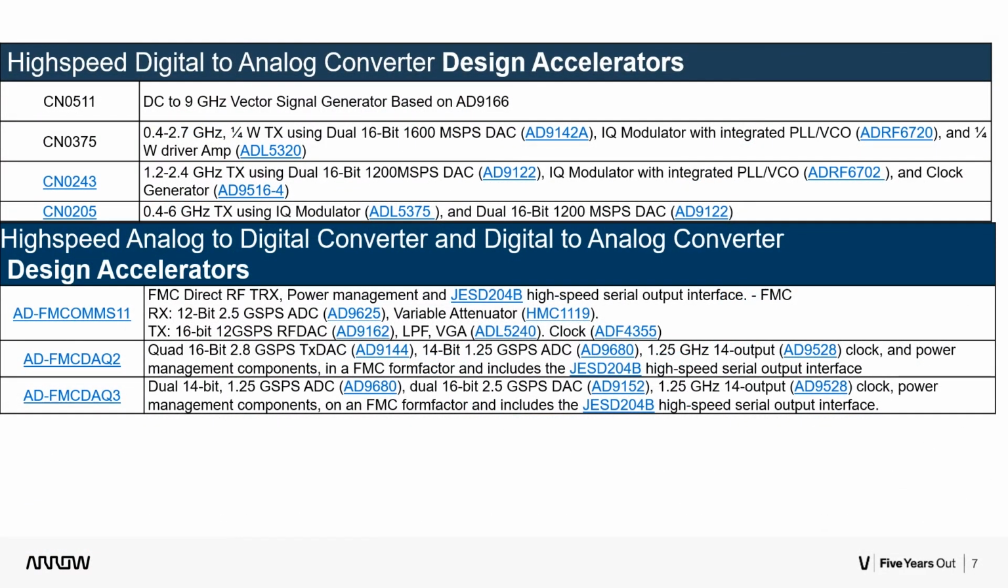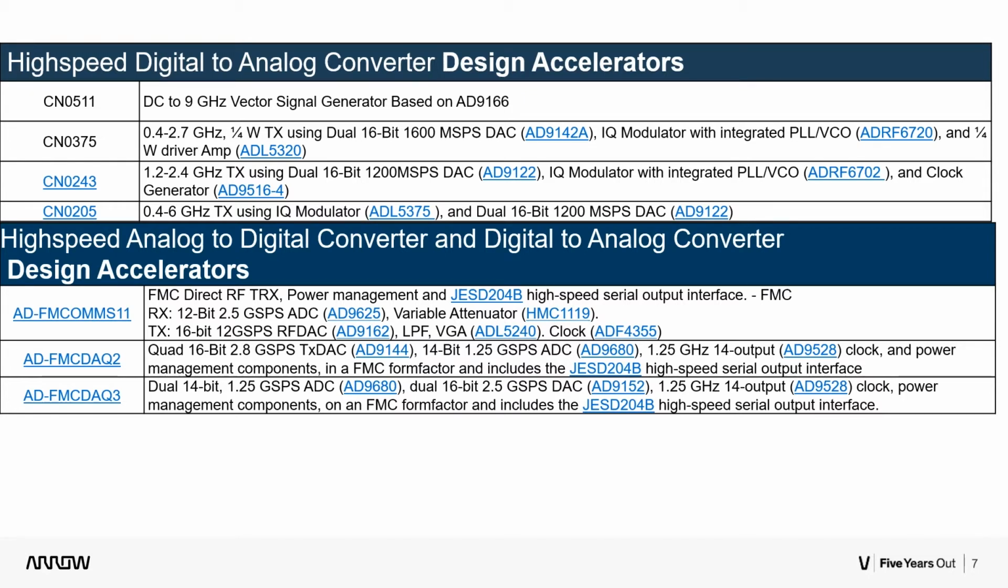Another grouping is high-speed digital to analog converters. This category includes a DDS-based vector signal generator and some DACs that have upconversion and frequency synthesis along with them. The last category has both high-speed DACs and ADCs for high-performance transceiver applications. These also tend to have an FMC connection to an FPGA of your choice.